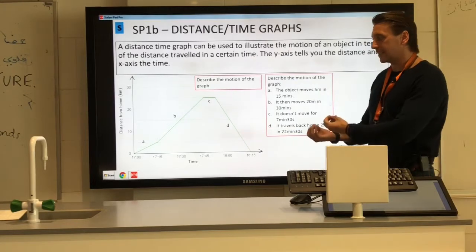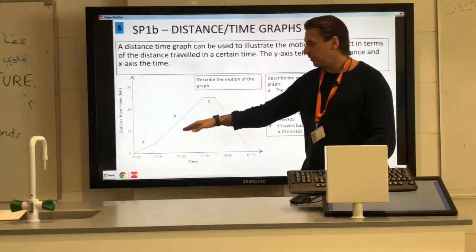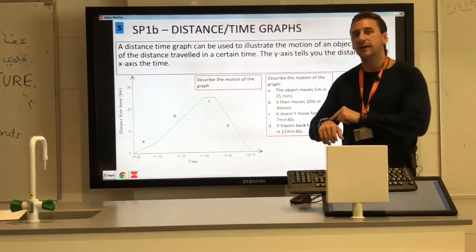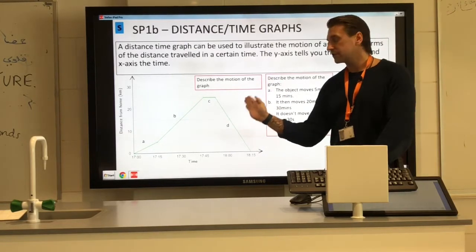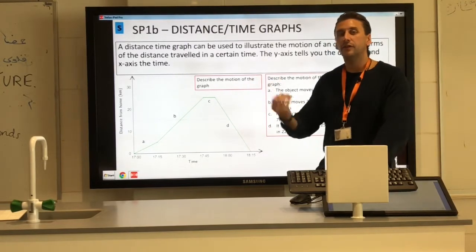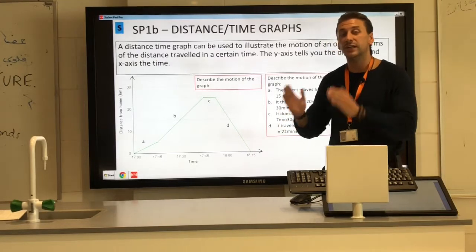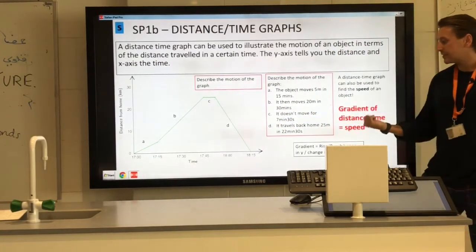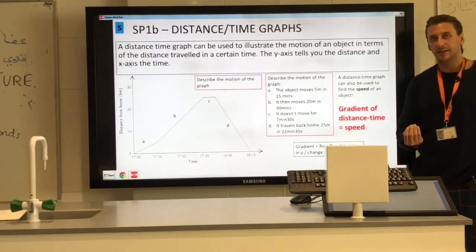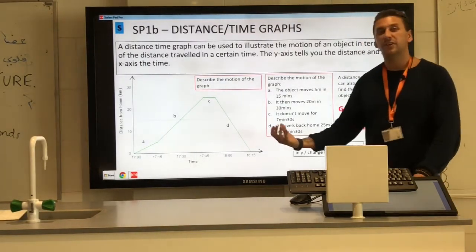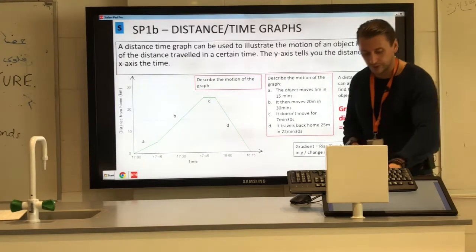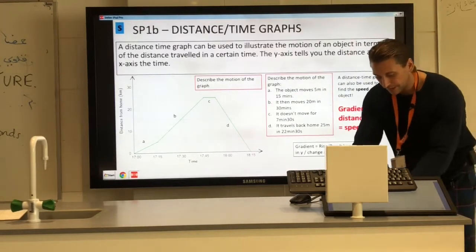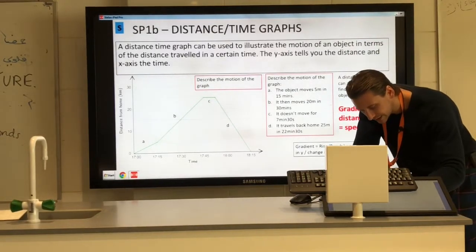But what we can take from that is that how far this object goes in a certain time is the steepness. So the steeper the graph, the further this person or object goes in a shorter time. Now what that means is the gradient of a distance time graph is the speed. In maths, you've probably heard the gradient as the rise over the run. So if I just draw on this graph quickly, if I want to find the rise over the run, let's take section A. I'll put a little dotted line there.